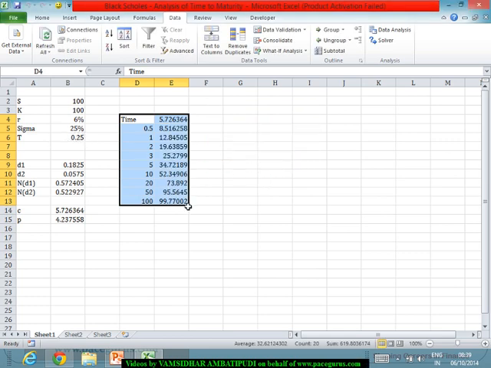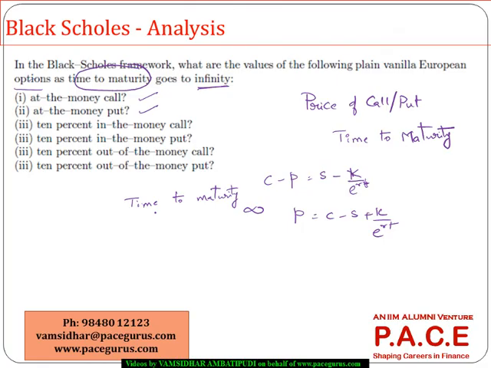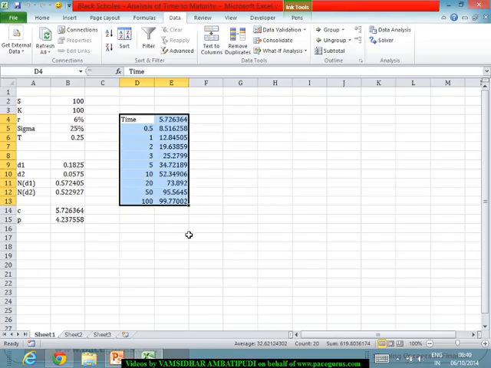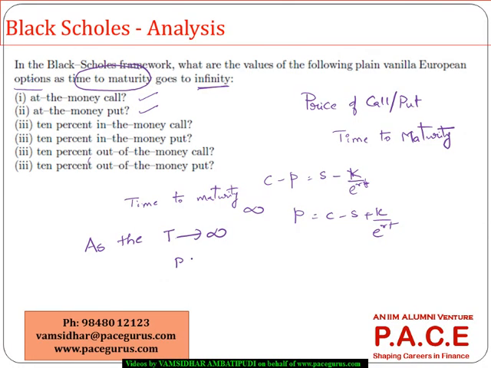What we are seeing is that the price of the call is almost approaching the spot price as we increase the time to maturity. So what is the relationship here? As the time to maturity goes to infinity, what I could see is the price of the call approaching the spot price.